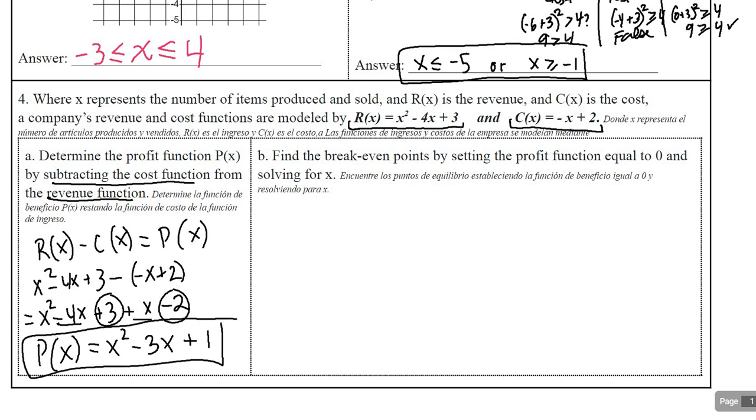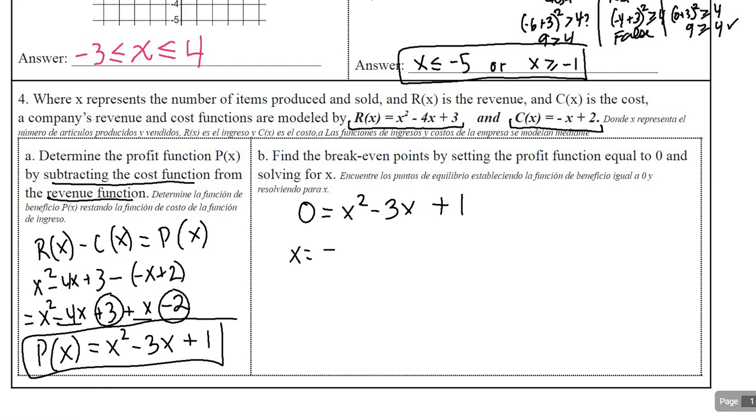Part B. Find the break-even points by setting the profit function equal to 0 and solving for x. Okay, 0 is equal to x squared minus 3x plus 1. The first thing I noticed is that this is not going to factor because I would need to be able to multiply to 1 and add to negative 3, so that's not going to happen. So I either have to use the quadratic formula or I have to complete the square. I'm going to go quadratic formula.